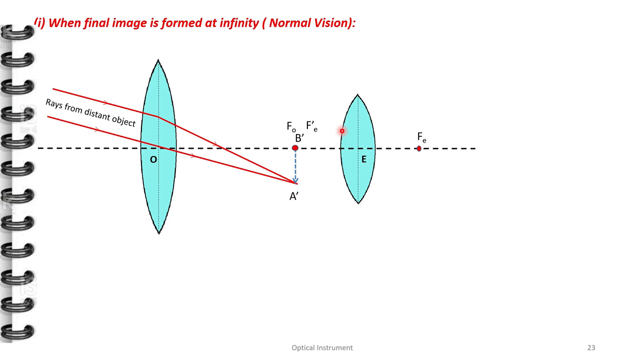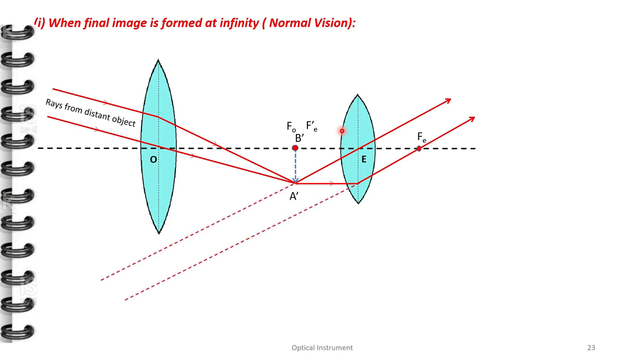In order to obtain the final image, we draw a ray which passes through the optical center and goes undeviated. Another ray parallel to the principal axis passes through the focus of the eyepiece, and when both these refracted rays are extended back, they meet at infinity. uE is the distance of A'B' from the eyepiece. vO is the distance of A'B' from the objective, which also equals fO. In the same way, uE also equals fE, the focus of the eyepiece.